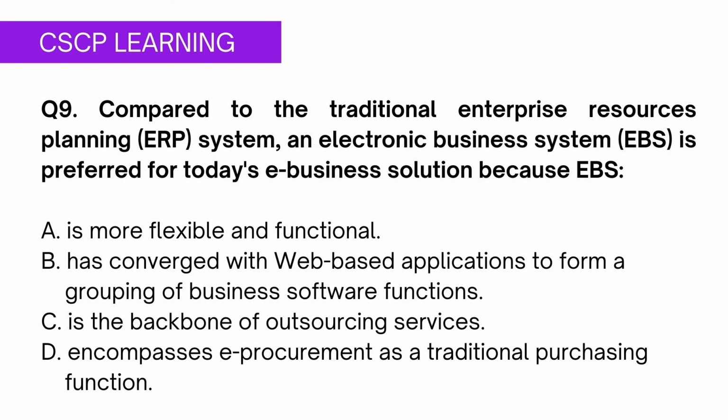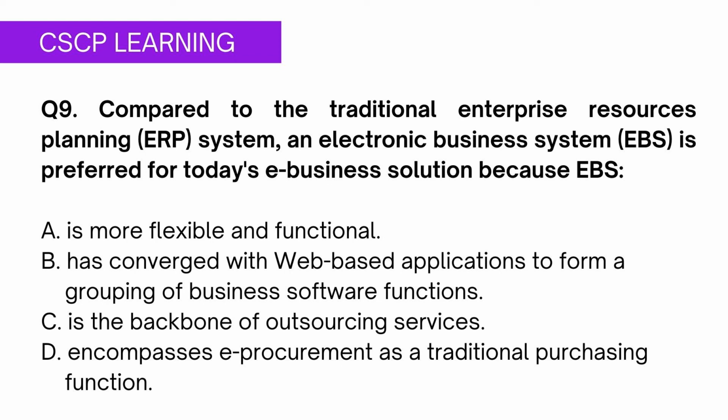Question 9. Compared to the traditional enterprise resource planning system, an electronic business system (EBS) is preferred for today's e-business solution because EBS, option A, is more flexible and functional. Option B, has converged with web-based applications to form a grouping of business software functions. Option C is the backbone of outsourcing services. Option D encompasses e-procurement as a traditional purchasing function.